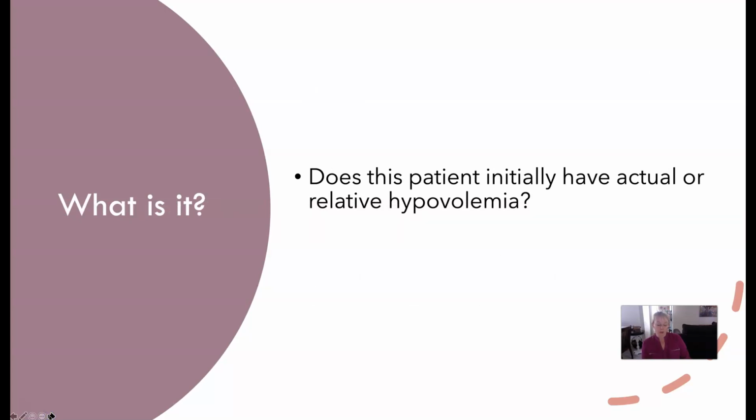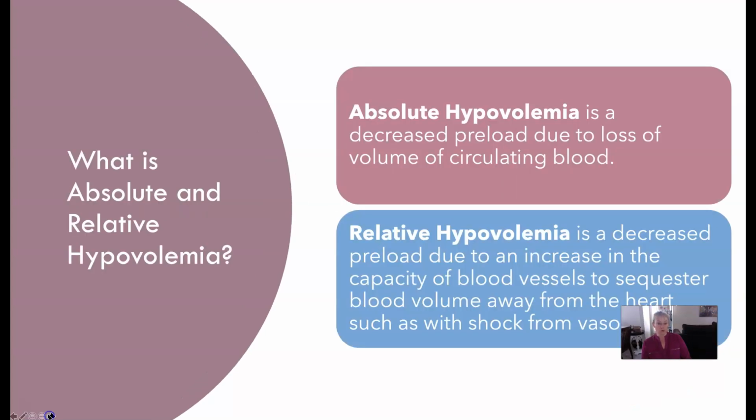So when you look back at the patient case, does the patient initially have actual or relative hypovolemia? We have to know what both are. What is the difference between actual and relative? Well, the easiest way is absolute, meaning you absolutely lost blood. It's usually blood or body fluids that you've lost. In this case, the patient had an open wound and is actively losing blood. You absolutely lose volume, period.